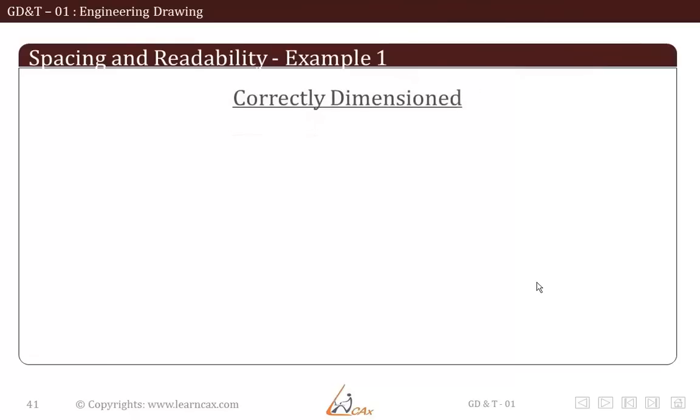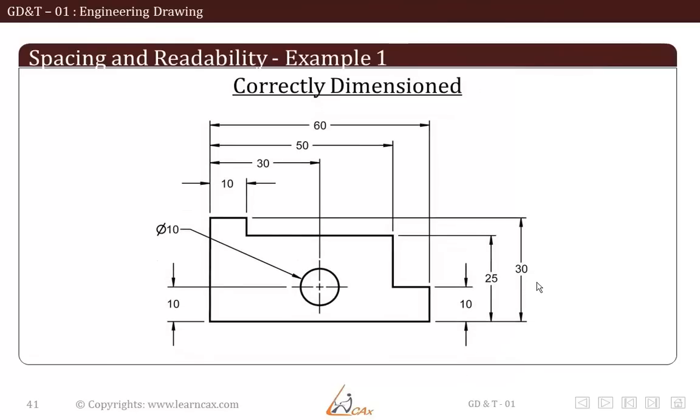Now let us see the correctly dimensioned drawing. Here we see the diameter leader line with the diameter symbol specifying the diameter of the circle. Then all the dimensions that were placed inside the part have been taken out. Gaps have been provided. Text has been turned into horizontal orientation.